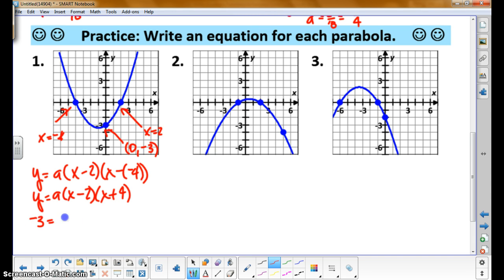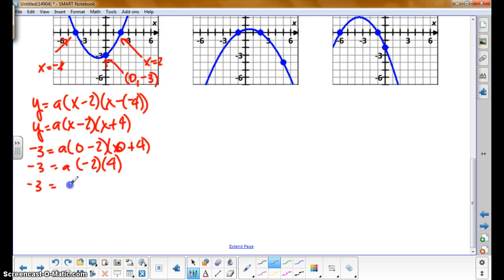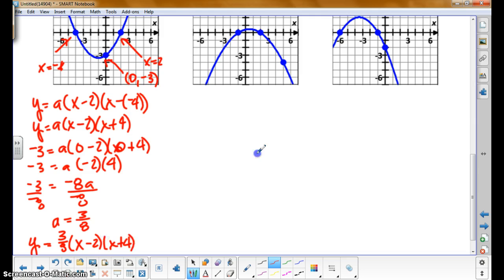So -3 is equal to a times 0 minus 2 times 0 plus 4. So -3 is equal to a times -2 times positive 4. -3 is equal to -8a, and a is equal to 3/8. So our overall equation is 3/8 times x minus 2, x plus 4. And I'm going to box that. So you know that is the form of the answer that I'm expecting.